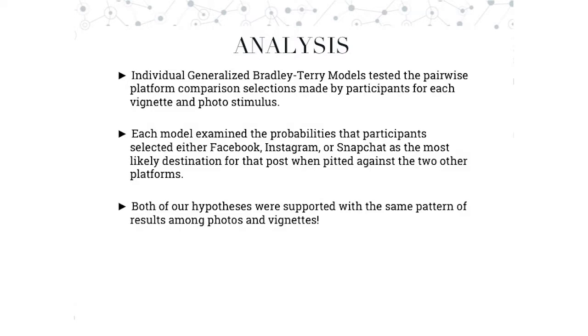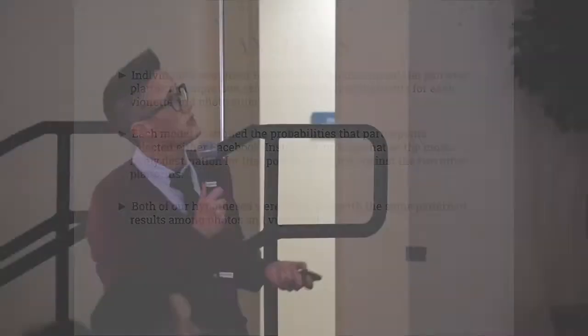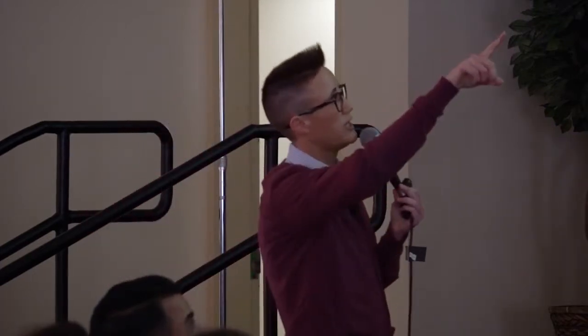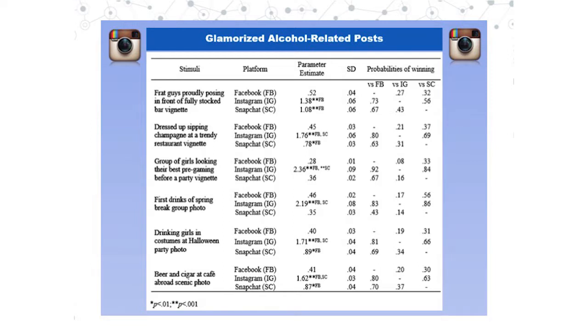Basically, this Bradley-Terry model is not very commonly used, but it examines the probabilities that participants selected either Facebook, Instagram, or Snapchat as the most likely destination for a given post when it was pitted against the other 2 platforms. And what we found was that both of our hypotheses were supported, and the data was almost perfect. Here's a quick data table. If you just look over to the probabilities of winning, that's where you can tell that for glamorized alcohol-related posts, Facebook didn't win very much, and Instagram won most of the time.